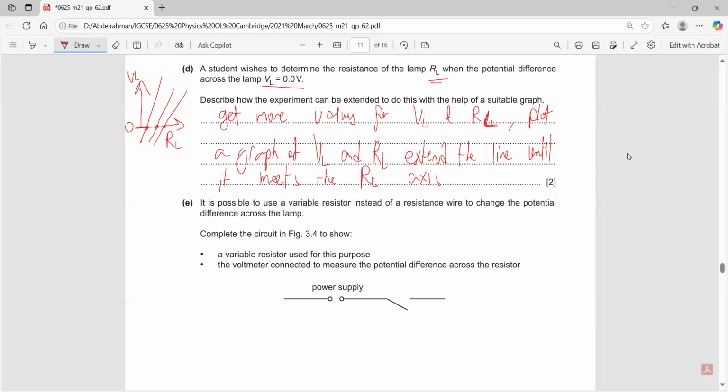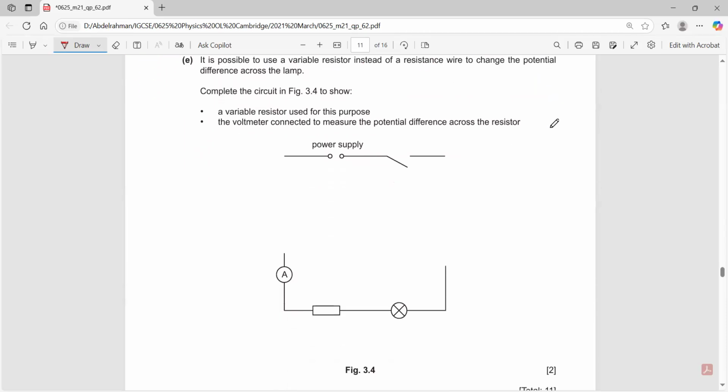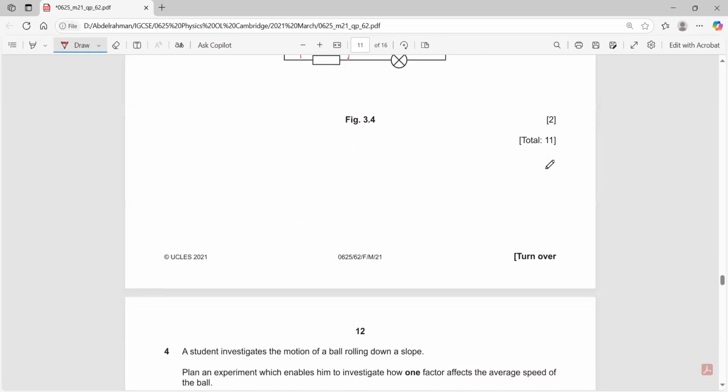Now, it is possible to use a variable resistor instead of resistance wire to change the potential difference across a lamp. Complete the circuit to show a variable resistor used for this purpose. The voltmeter is connected to measure the potential difference across the resistors. So across the resistor, you need a voltmeter, and then you need a variable resistor in series, and then just complete the circuit.